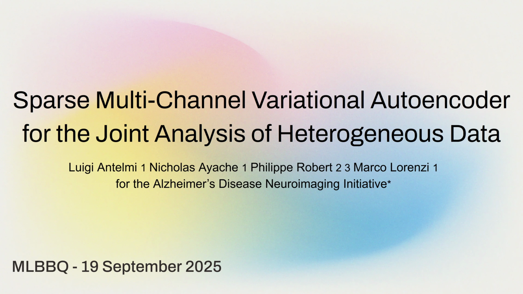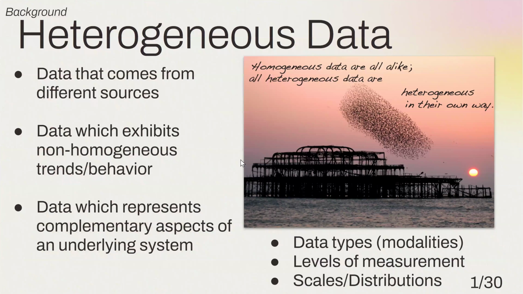Okay, so I found this paper and it seemed pretty cool, so I wanted to present it to our group. It's kind of a mouthful, but it was a really cool paper. It's called Sparse Multi-Channel Variational Autoencoder for the Joint Analysis of Heterogeneous Data. So with heterogeneous data, I think we all have a relevance for this.